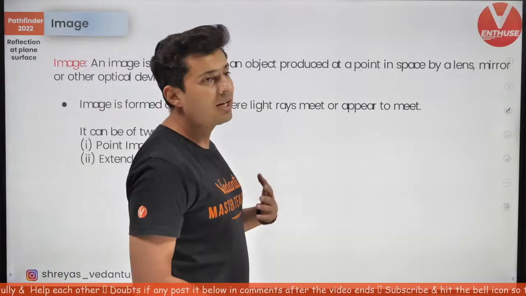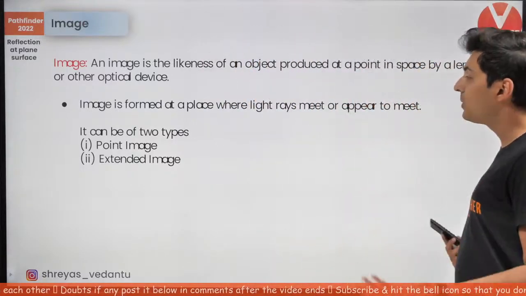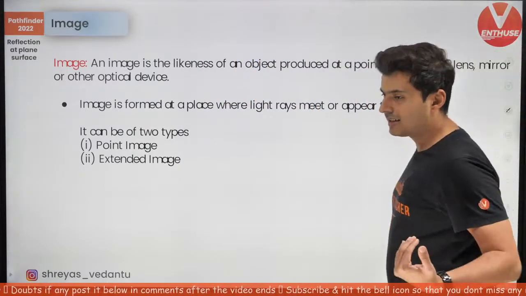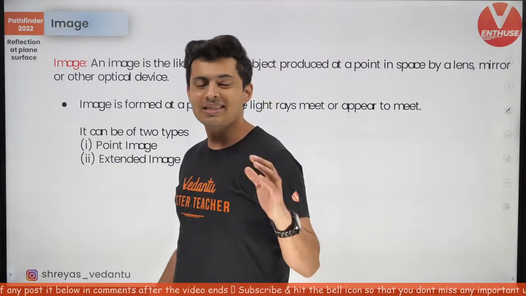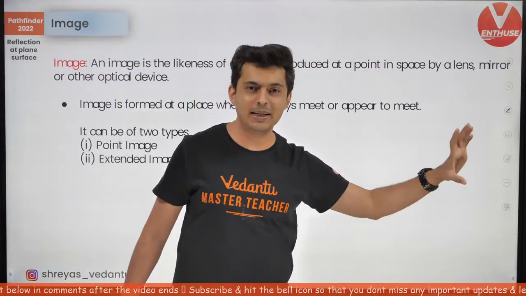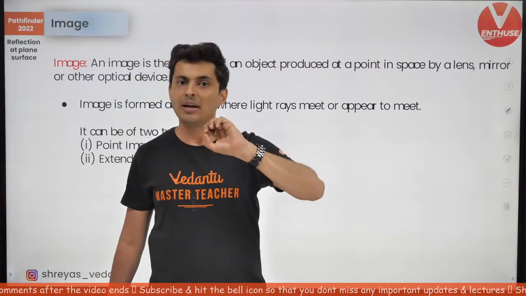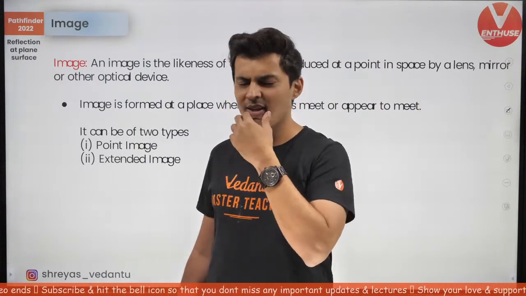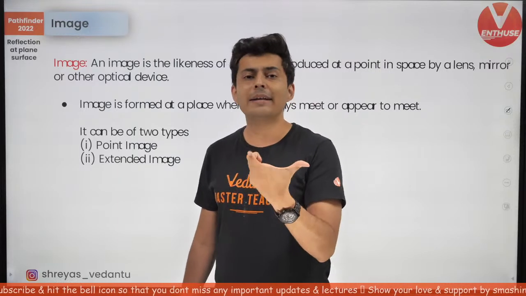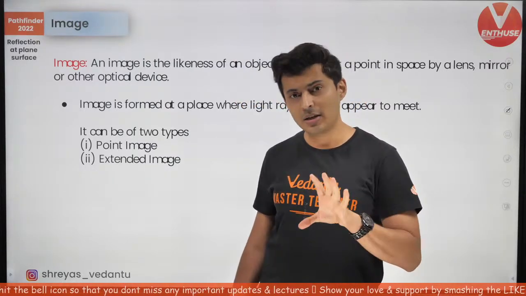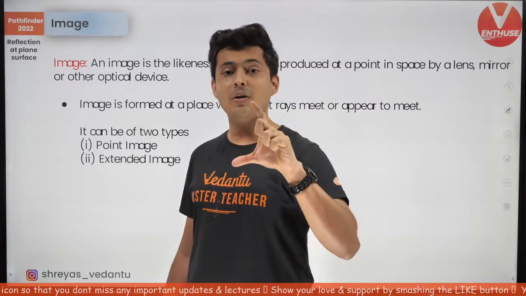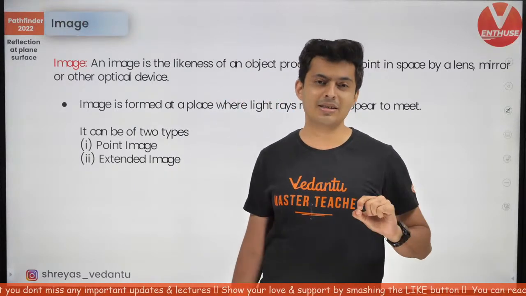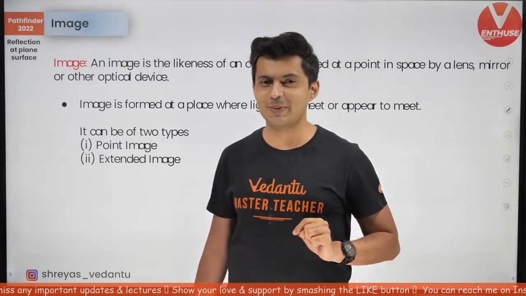Image. Again, image also can be of two types: point image or an extended image. Usually you are going to see that for a point object you will get a point image, and for an extended object you will get an extended image. And you might be wondering, sir, why are you saying the word usually? Is it possible that you have an extended object and you get a point image? I think it is possible.